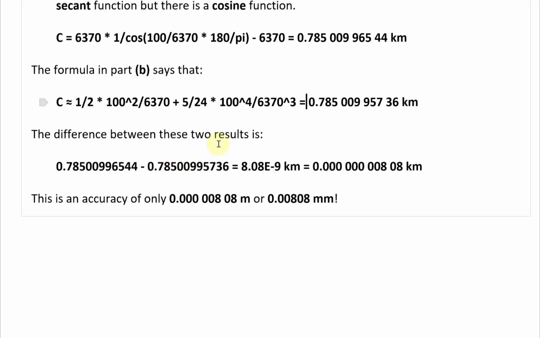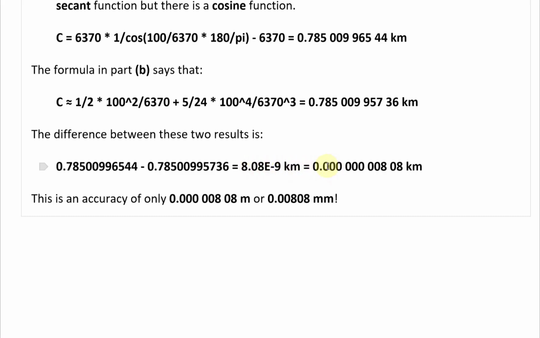So the difference between these two results is, so just subtract these two. So this 0.785, and then minus this part right here. This is larger, so it's minus that. That's the exact one, minus this one right here. Let's see what we get. Press space. We get 8.08 times capital E, negative 9 kilometers. In other words, 8.08 times 10 to the power negative 9.